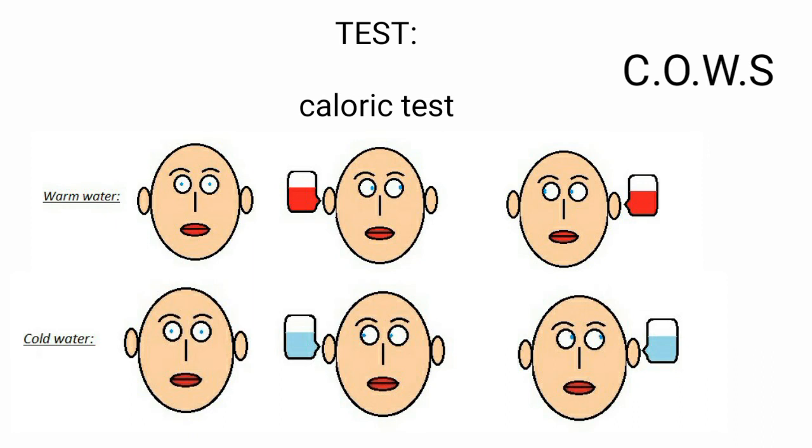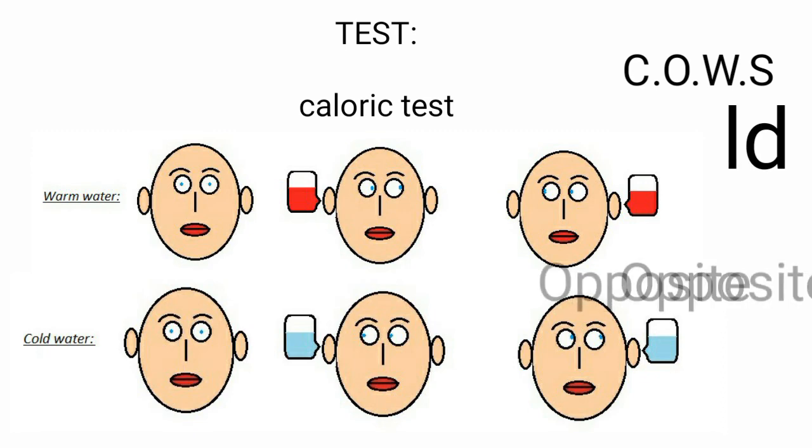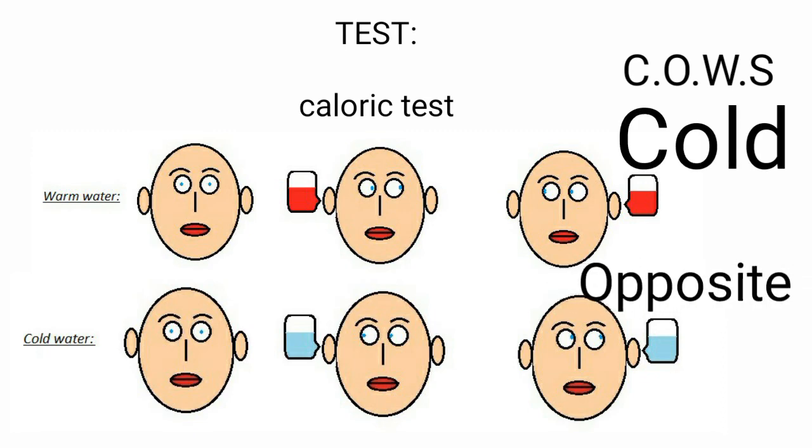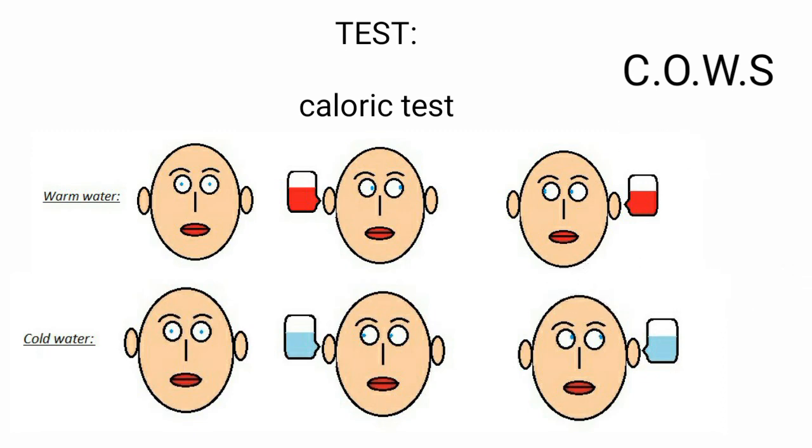In abbreviation, we can use a mnemonic, COWS: Cold Opposite, Warm Same. Cool means opposite. If you put the cool water, the nystagmus goes to the opposite side. But if you put the warm water, the nystagmus occurs on the same ear.